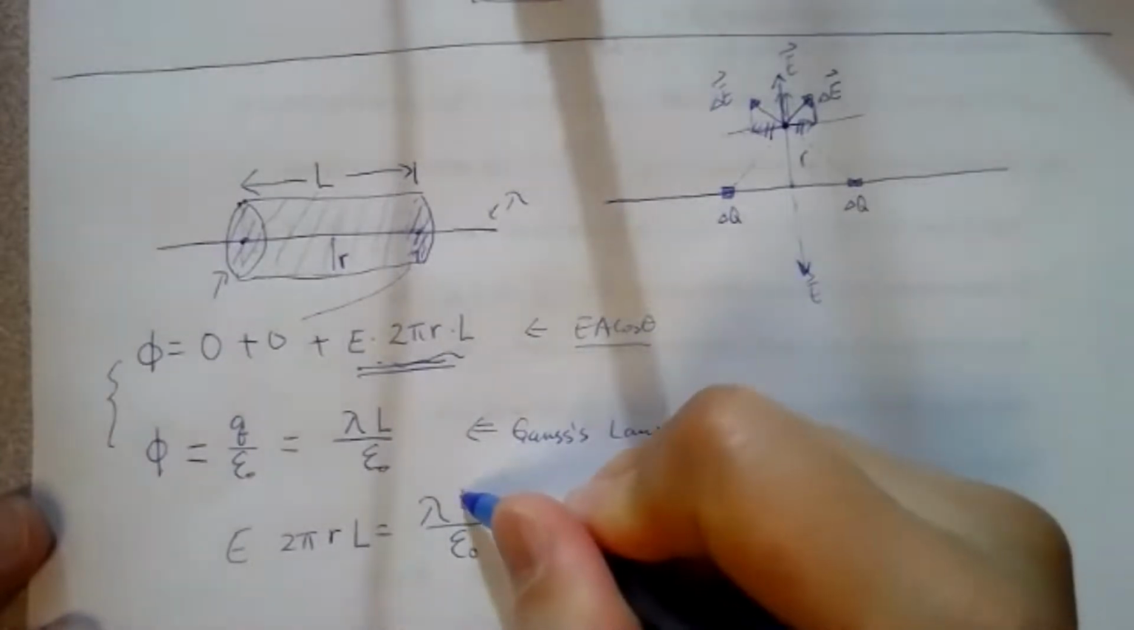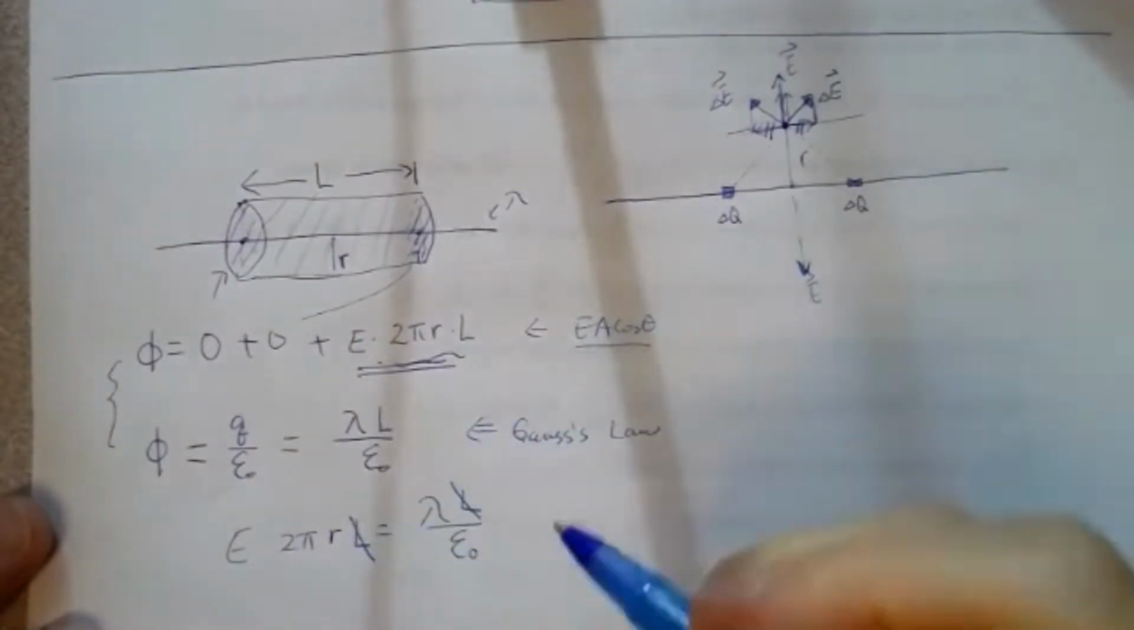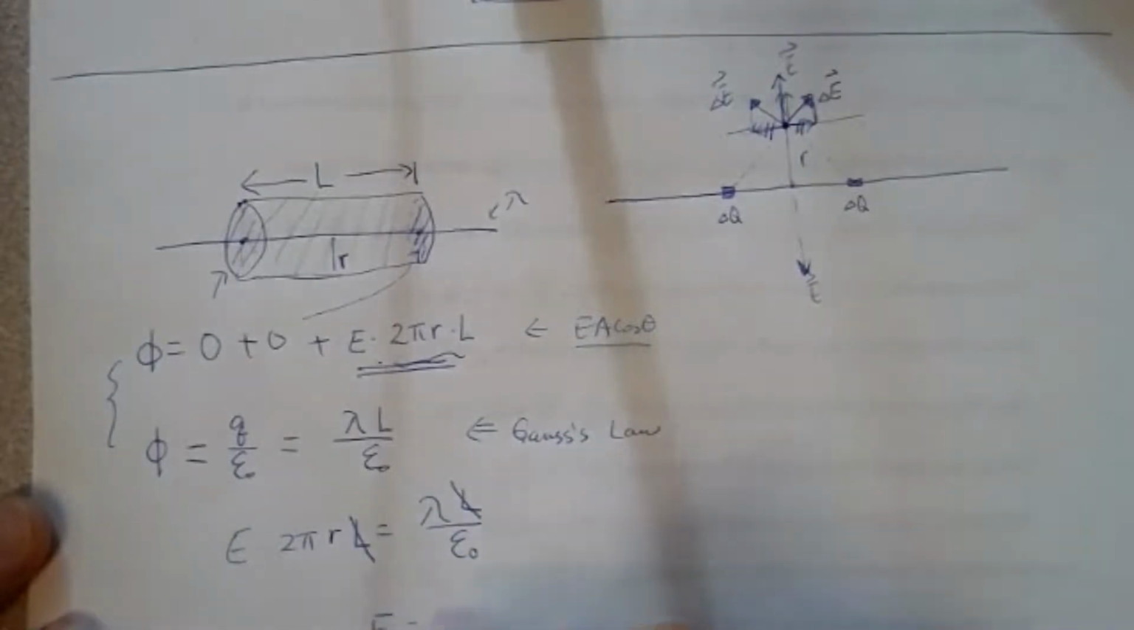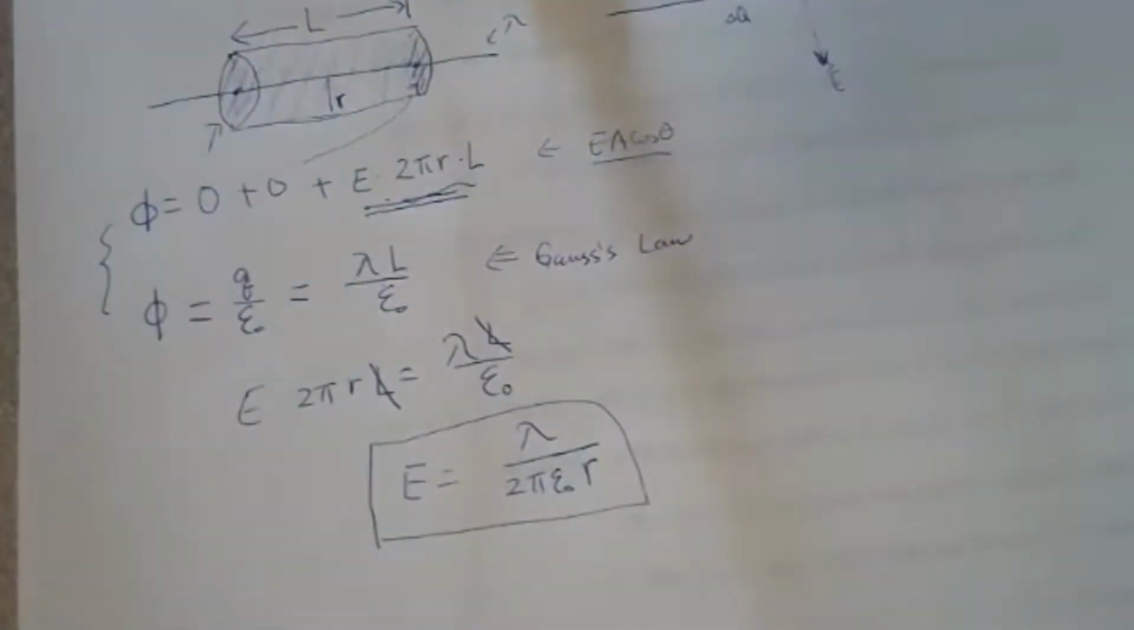You can see L and L cancel out. So the E field is equal to lambda over 2 pi epsilon naught R, where 2 pi and epsilon naught are constants and R is the distance away from the wire. That gives the magnitude of the electric field, lambda over 2 pi epsilon naught times R, and it is radially away from the line.